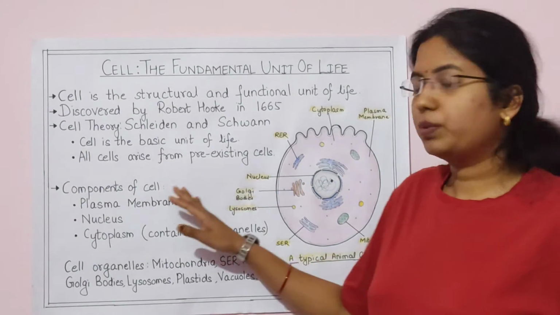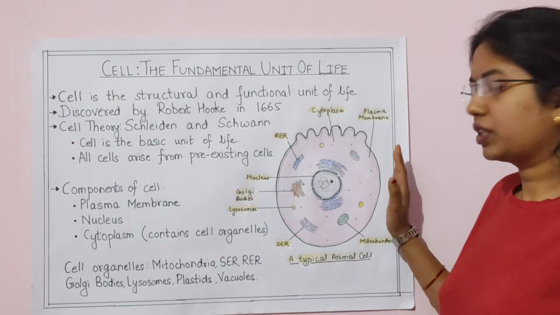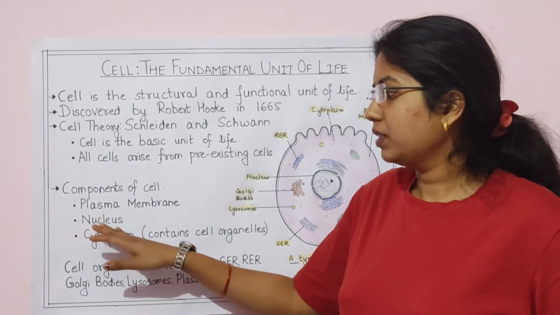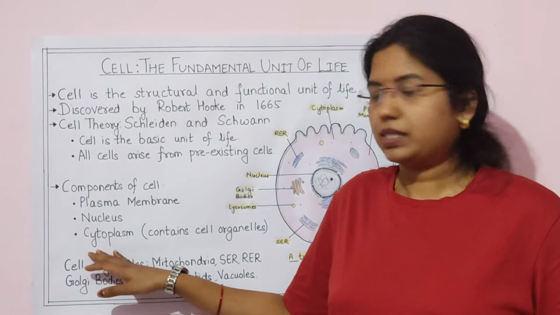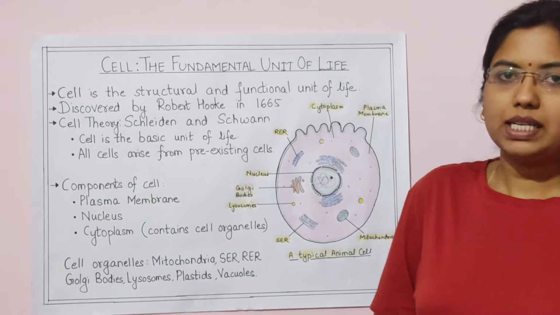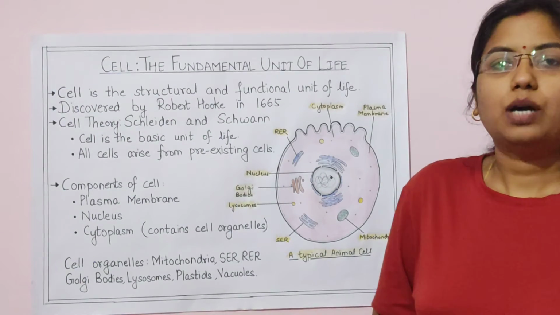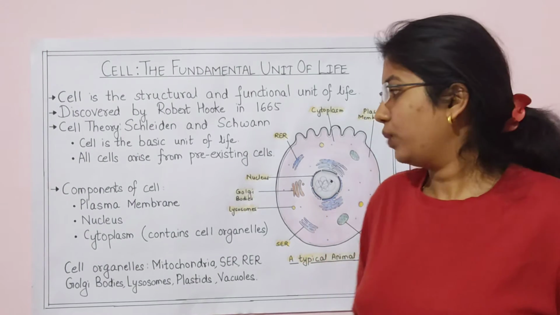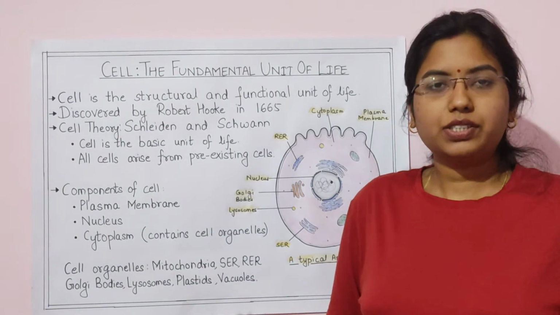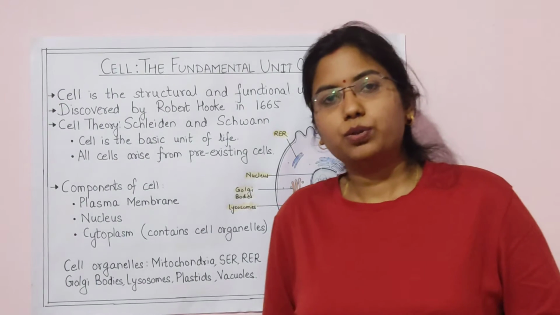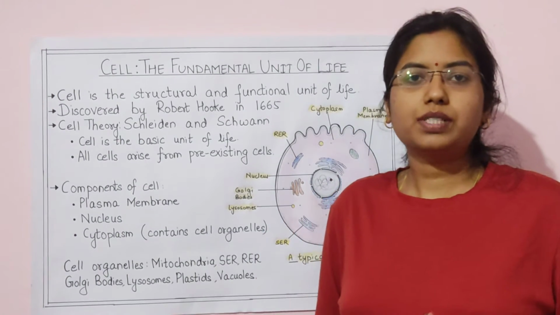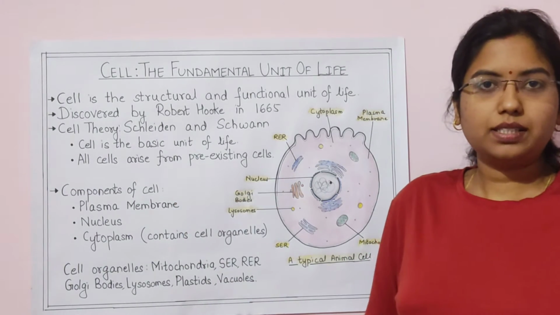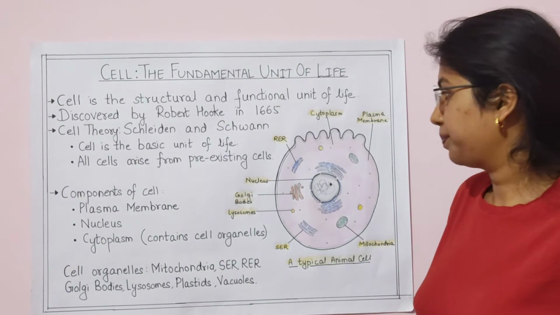Now we come to the components of cell. As you can see the structure over here, the main three components are plasma membrane, nucleus and cytoplasm. First we will talk about the plasma membrane. Plasma membrane is the outer covering of the cell which protects it from the external environment. It is a double membranous structure made up of lipids and proteins. It allows the movement of some materials in and out of the cell. Therefore, it is also known as the semi-permeable membrane.